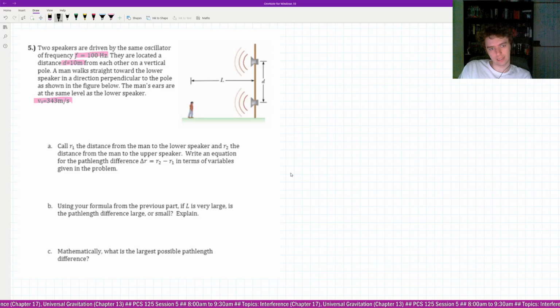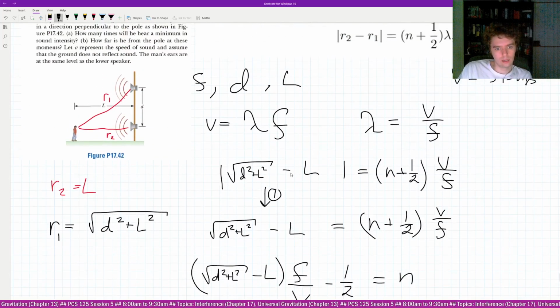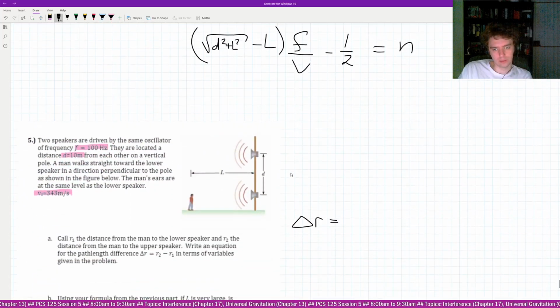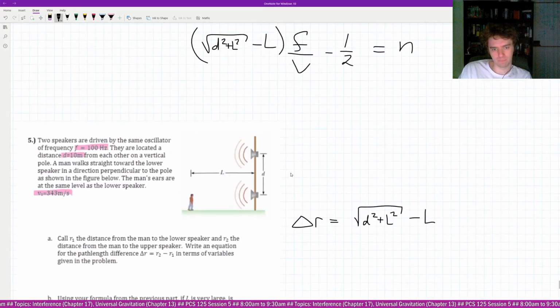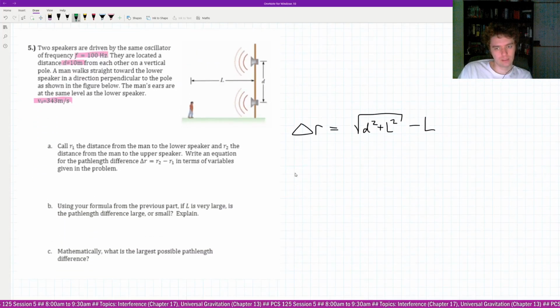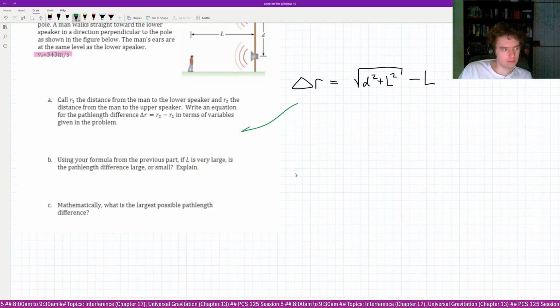Well, I already did that. So delta R equals square root of D squared plus L squared, minus L. Yeah, minus L. Another reason we know this is that this length is longer than this length, so we know that this will be bigger than this, so the absolute values don't matter. Okay, that's for part A.